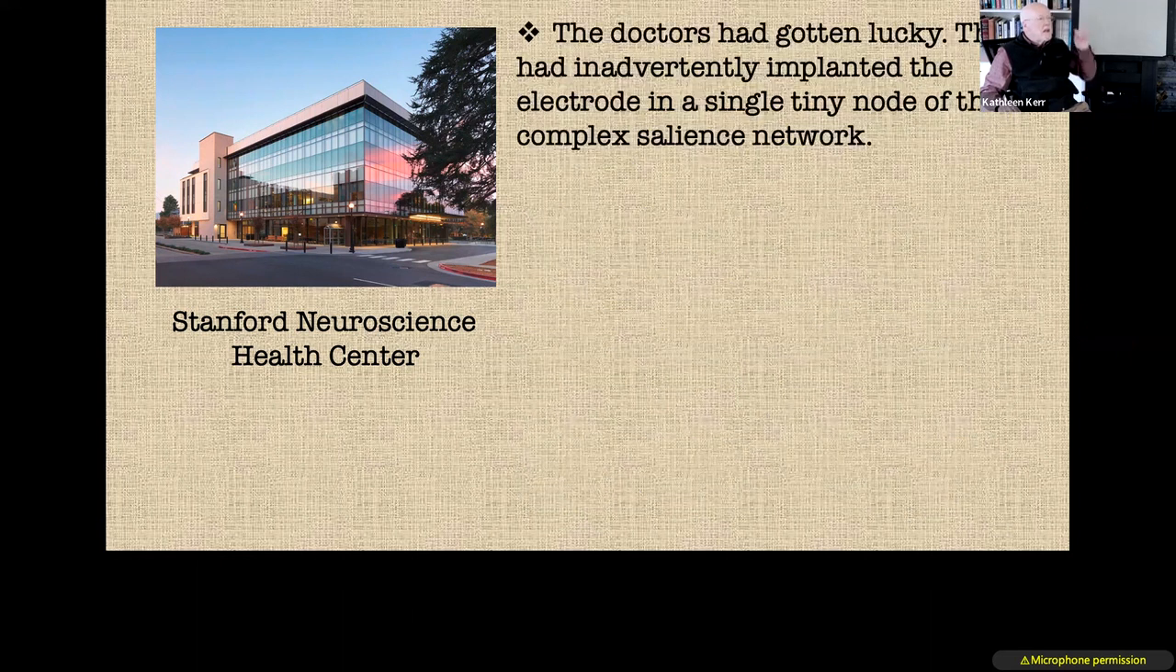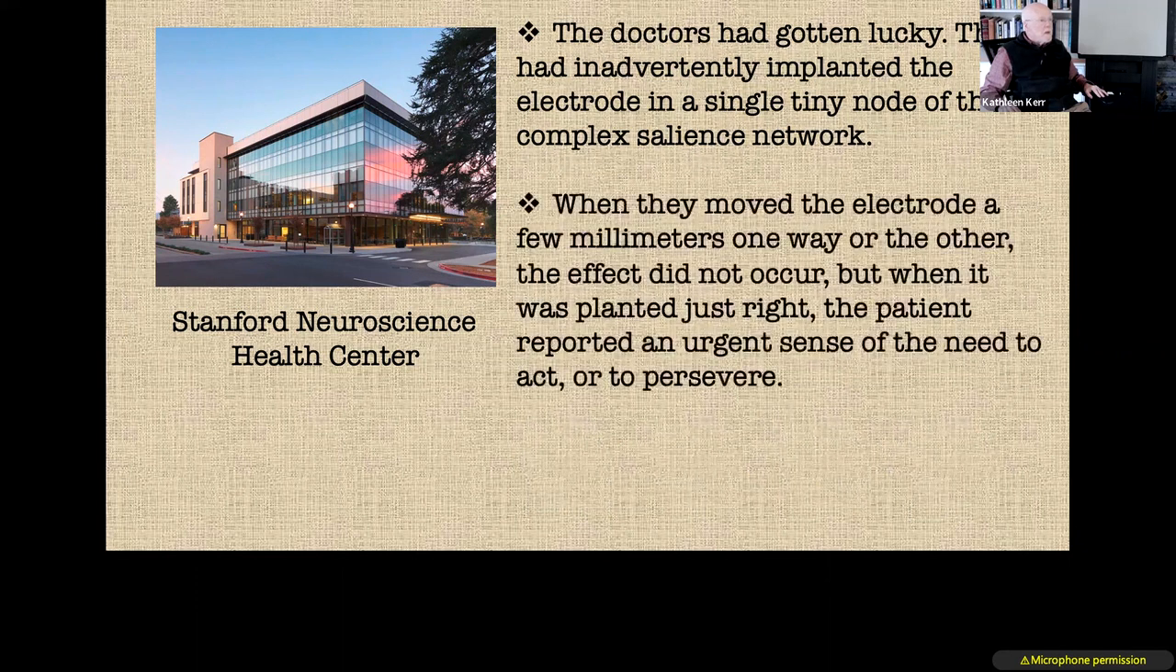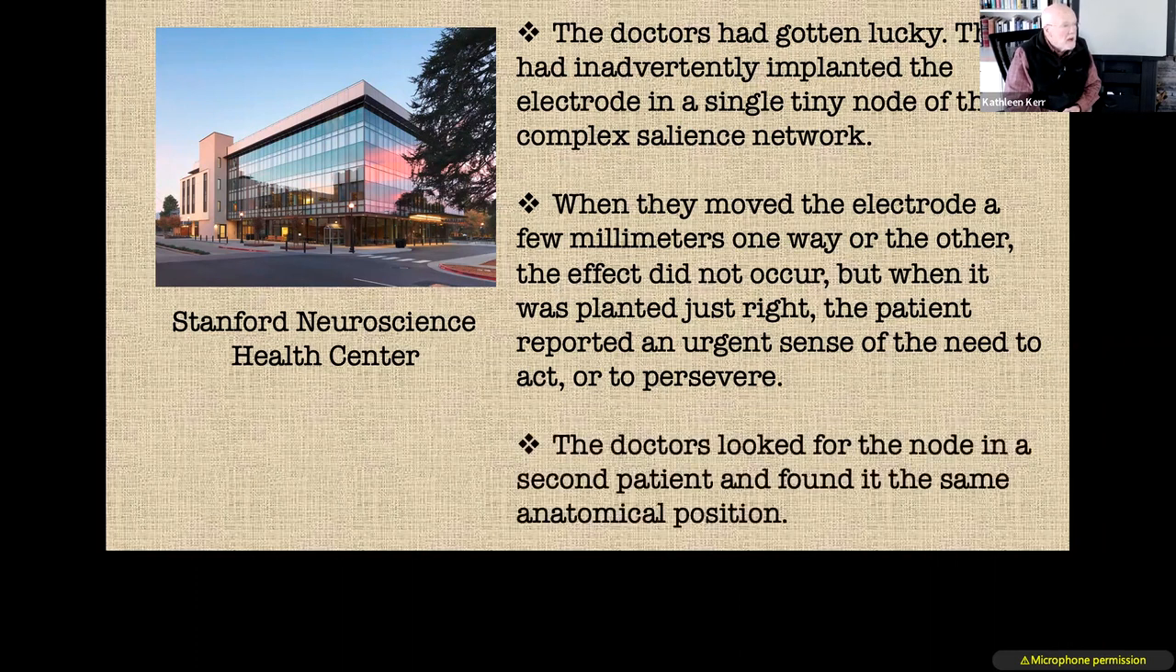The doctors had gotten lucky. They had inadvertently implanted the electrode in a single tiny node of the complex salience network. When they moved the electrode a few millimeters one way or the other, the effect did not occur, but when it was planted just right, the patient reported an urgent sense of the need to act or to persevere. The doctors looked for the node in a second patient and found it in the same anatomical position. I don't know about you guys, but to pinpoint these kinds of emotional feeling states in us, and exactly in the brain where this is all coming from for many of these things, it's extraordinary.